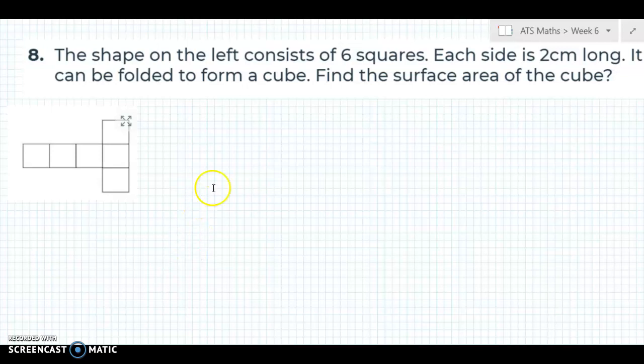Now the shape here consists of 6 squares. Each side is 2 centimeters long. It can be folded to form a cube. Find the surface area of the cube.